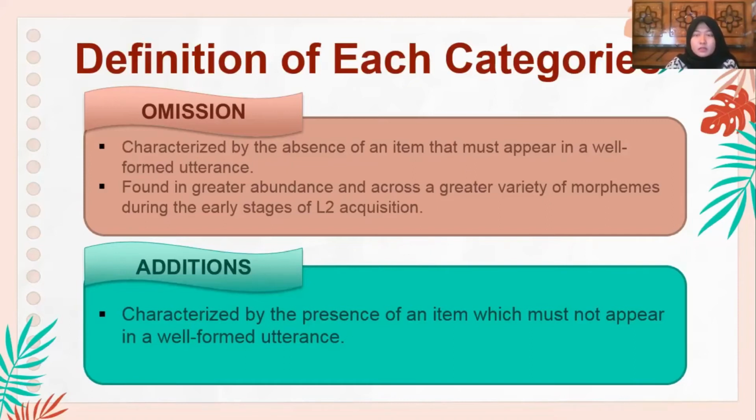Regularization: a rule typically applies to a class of linguistic items, such as the class of main verbs or the class of nouns. Simple addition: no particular features characterize simple addition other than those that characterize all addition errors, the use of an item which should not appear in a well-formed utterance.